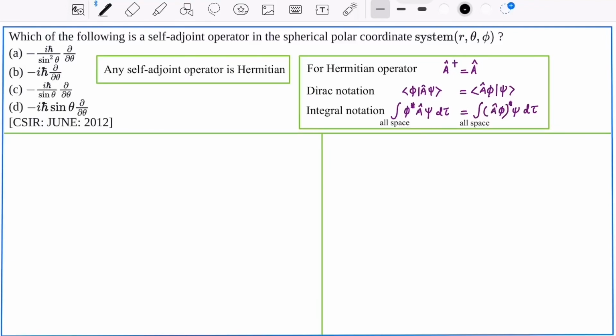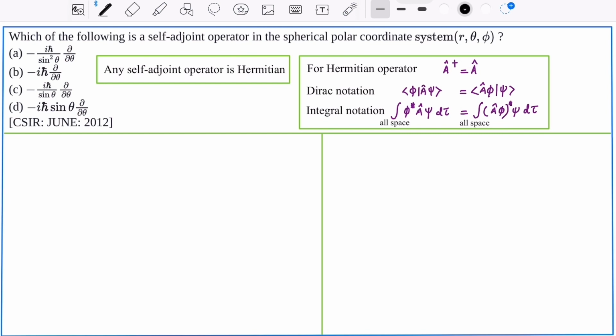Problem 45, Quantum Mechanics. The question is, which of the following is a self-adjoint operator in the spherical polar coordinate system r, theta and phi? Four options are given. We have to choose the correct option.